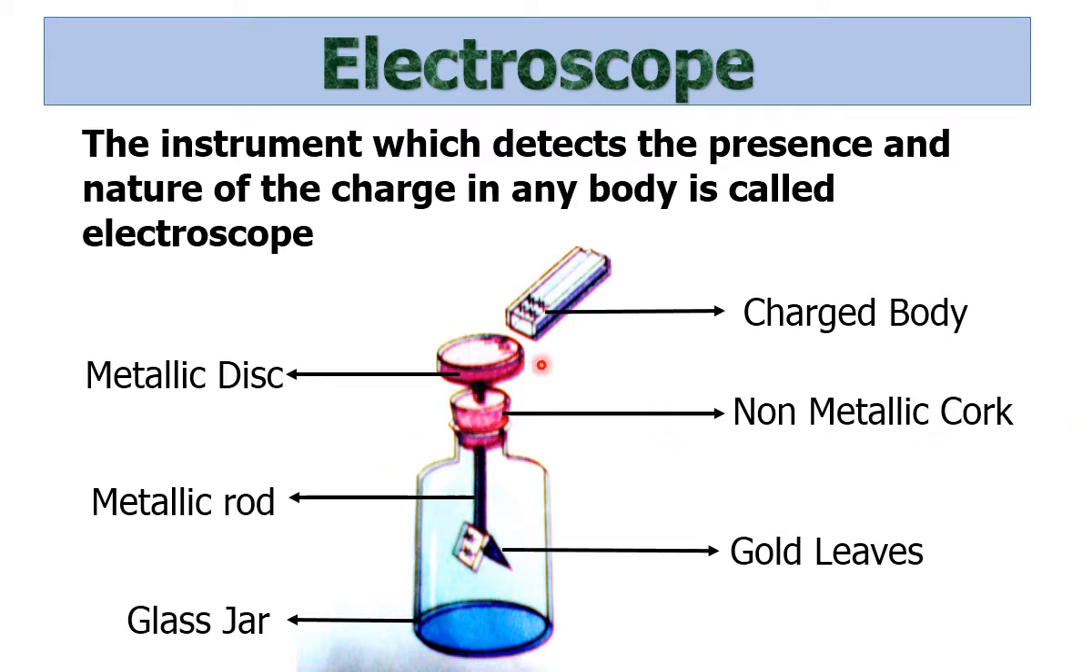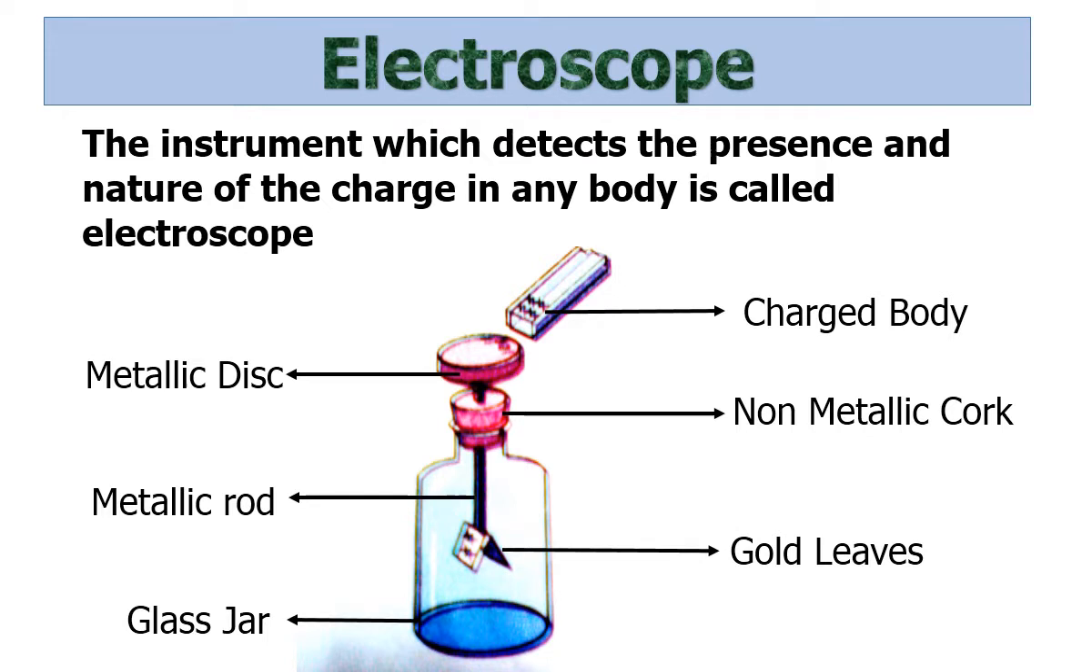When we take a charged body near the metallic disc, then due to electric induction the metallic disc will be charged, and that charge will go through the iron rod towards the gold leaf, and if there is the same charge in the two gold leaves, then they will repel each other and make a distance. That is how we can observe whether the body is charged or not charged.